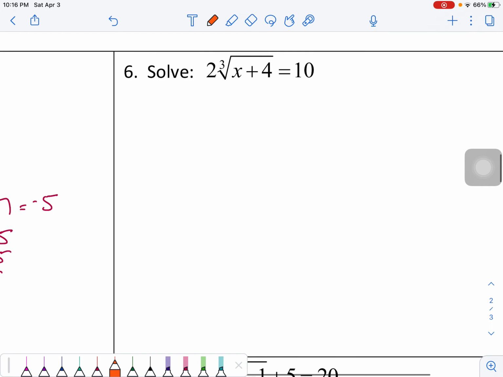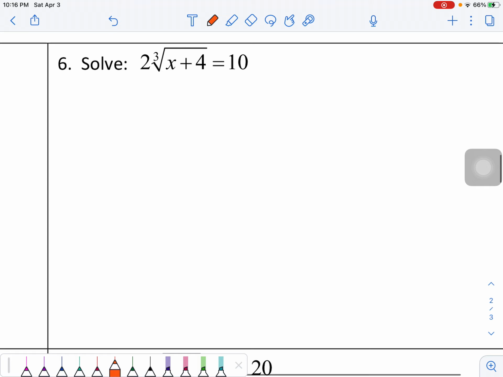All right, sliding over to number 6. In this case, I have a cube root. And again, I still want to get rid of all the stuff that's attached to the cube root. In this case, I'm going to get rid of the 2. So divide both sides by 2. So the cube root of x plus 4 is equal to, let's see, 10 over 2 is 5.